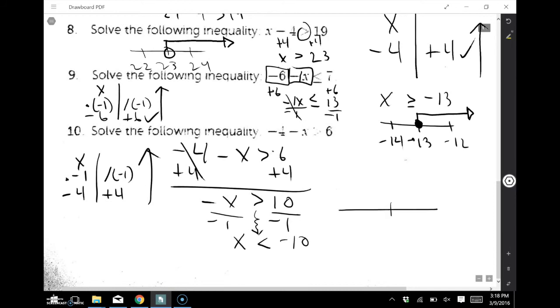Drawing my arrow. Since I'm playing with the negatives, I gotta go negative 10, negative 9 to the right, negative 11 to the left. Alright. Open circle. And this is x, all the numbers, because x is less than negative 10, so it's going to be going this way.